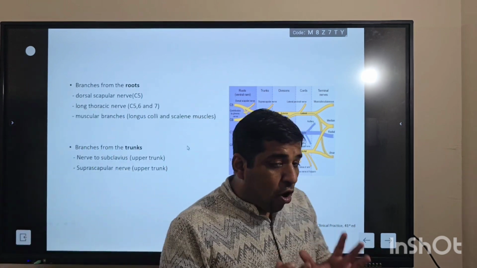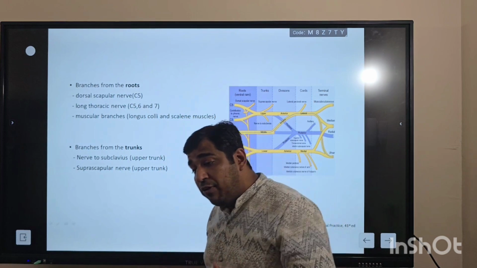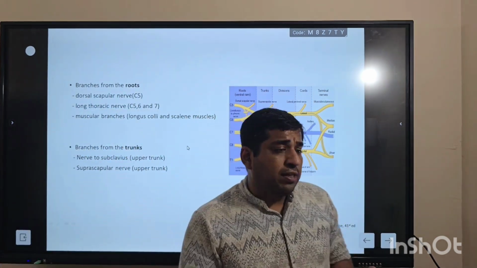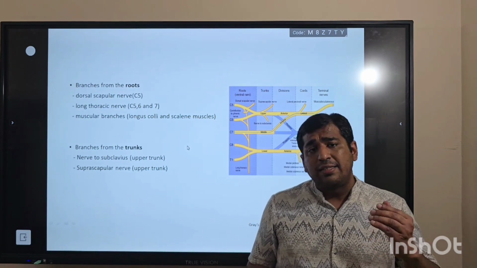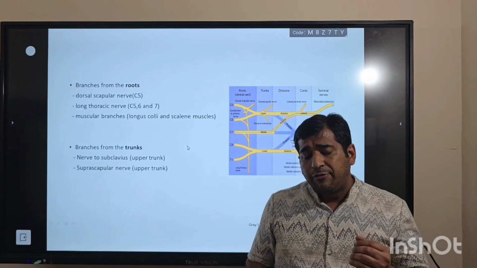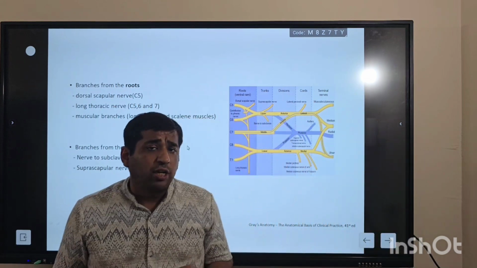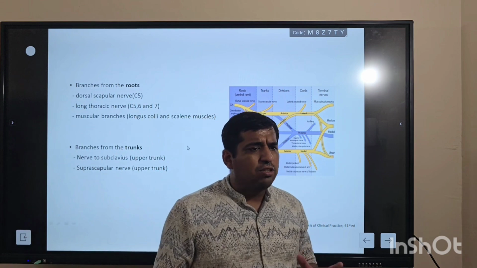Now it is formed. There are two variants of the brachial plexus, that is prefixed and postfixed. What is the meaning of prefixed? If there is contribution from C4, that is one number above the C5, it is known as prefixed. And if there is a contribution from T2, then it is known as postfixed.